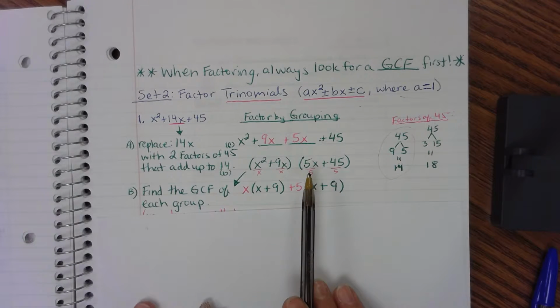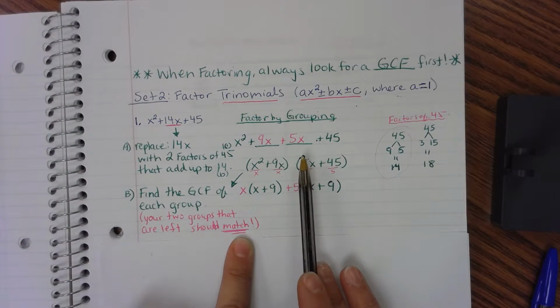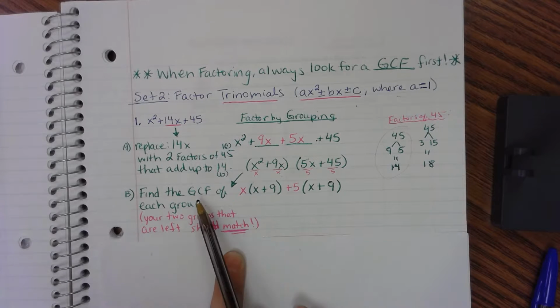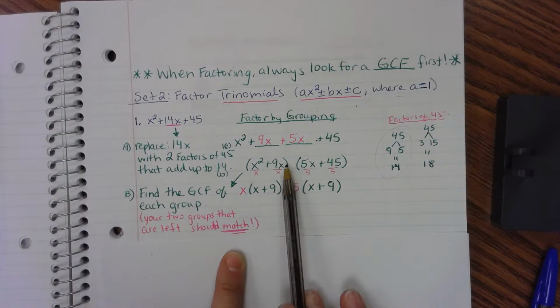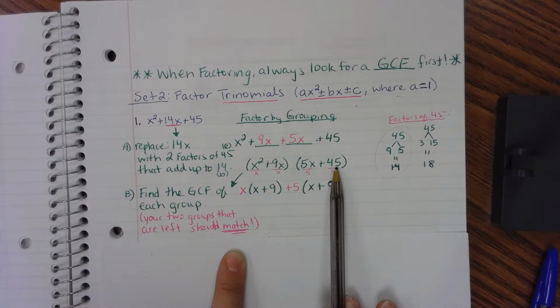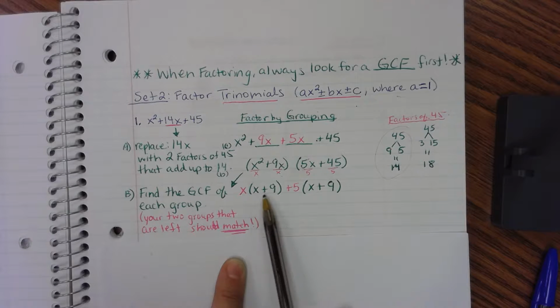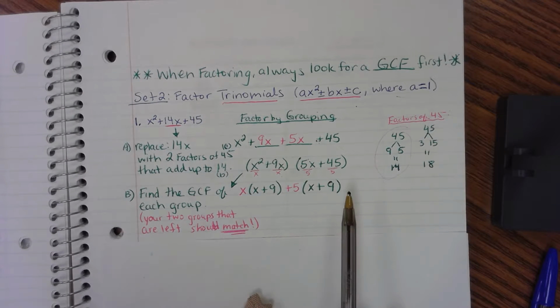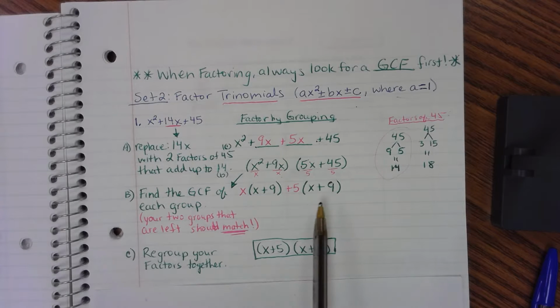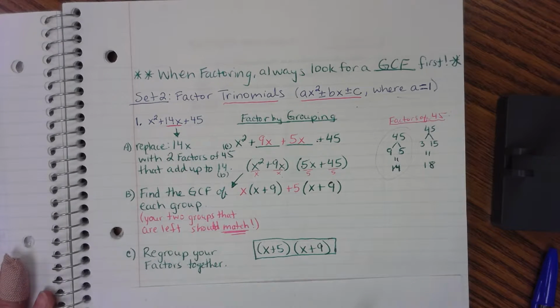My second step is to group together the first two terms and the second two terms and find the GCF of each group. So x squared plus 9x, I can divide everything by x, so I factored out an x here. And 5x plus 45, I can divide everything by 5, so I factored out a 5 here. The two groups that are left should match, which means that my factored forms when regrouped together are x plus 5 times x plus 9. And that is my factored form using grouping.